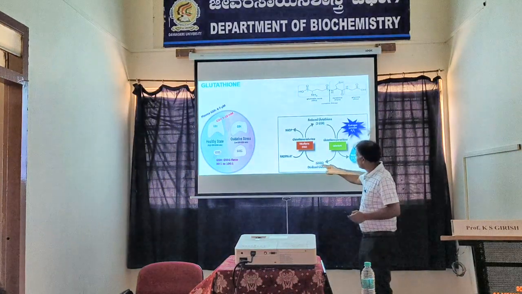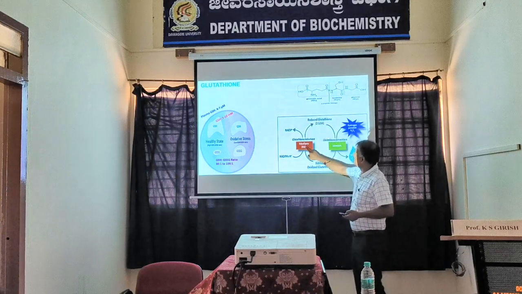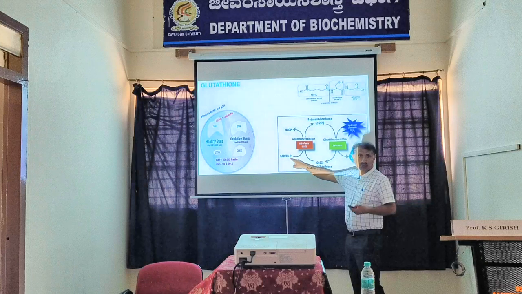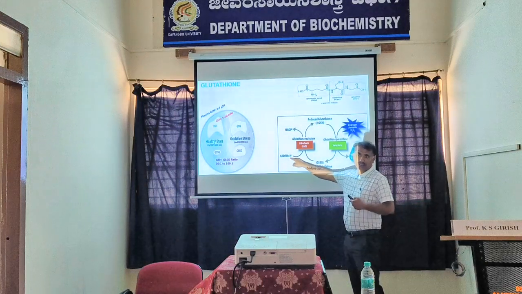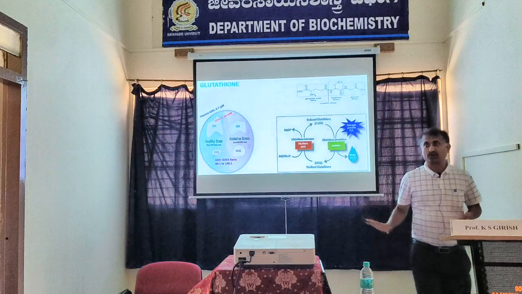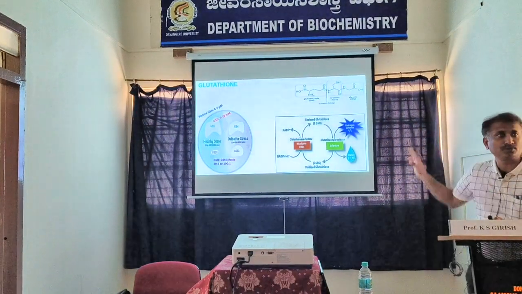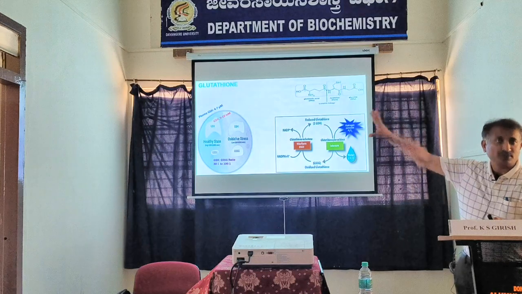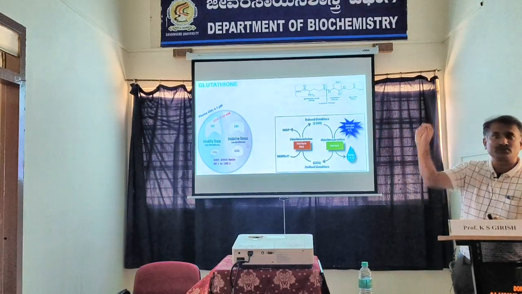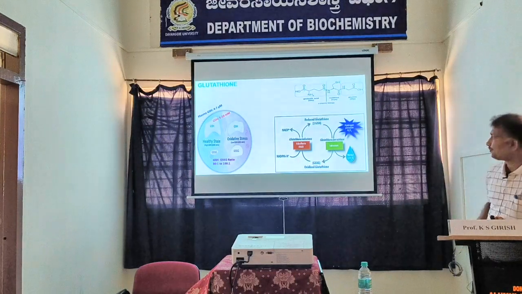Whereas this oxidized glutathione is converted back into reduced glutathione by the enzyme glutathione reductase. It requires NADPH as a cofactor or reducing power. It comes from the HMP shunt product. So this is the cycle of glutathione. Like that, glutathione always tries to convert from reduced to oxidized in order to quench the free radical, and oxidized glutathione to reduced glutathione in order to replenish the reduced glutathione in the cell.